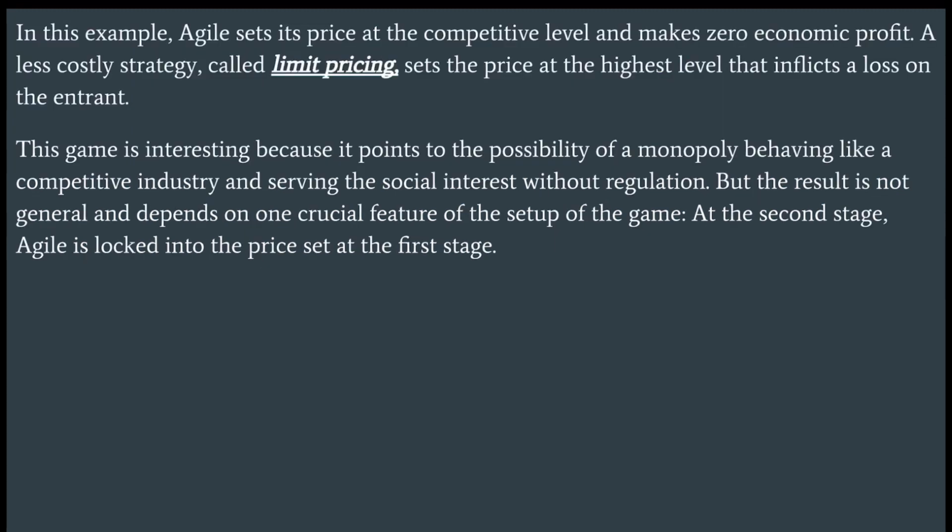In this example, Agile sets its price at the competitive level and makes zero economic profit. A less costly strategy called limit pricing sets the price at the highest level that inflicts a loss on the entrant. This game is interesting because it points to the possibility of monopoly behaving like a competitive industry and serving the social interest without regulation. But the result is not general and depends on one crucial feature of the setup of the game. At the second stage, Agile is locked into the price set at the first stage.